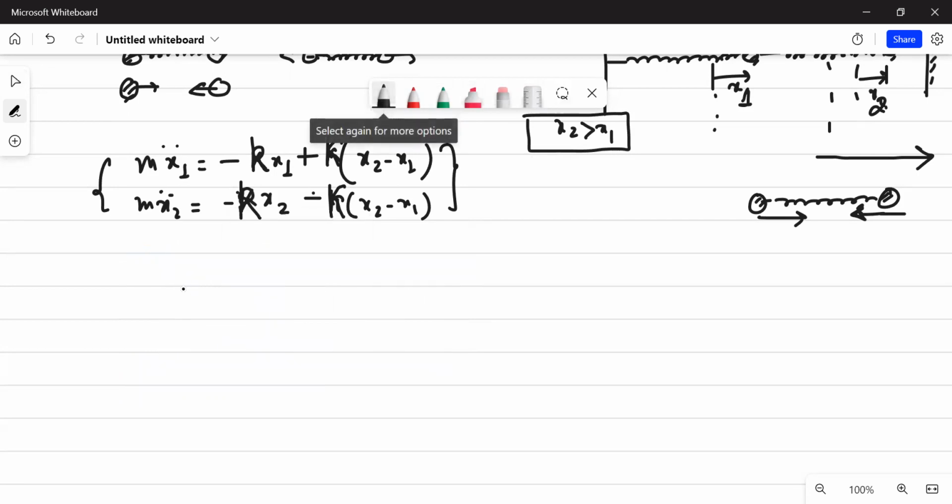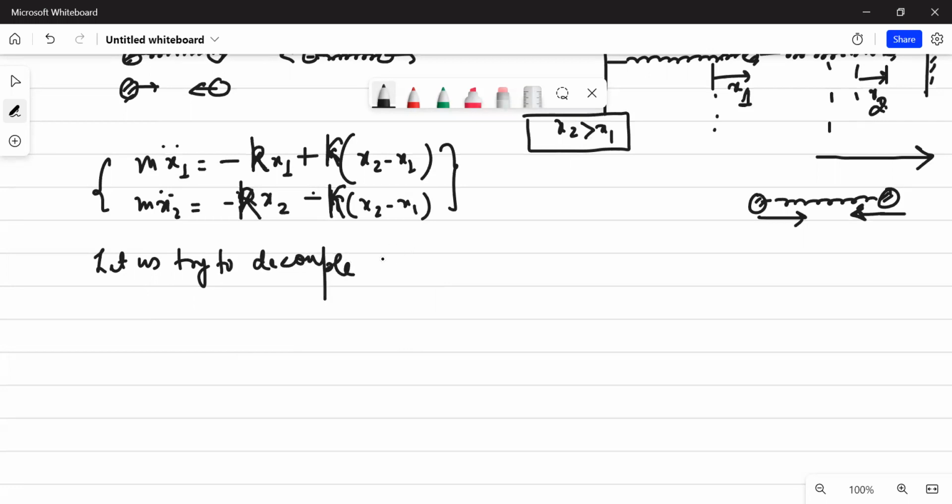So let us do one thing. Let us try to decouple this differential equation by the first method that I taught you. What was the first method? The first method was to write some linear combination so that somehow our life becomes easy.